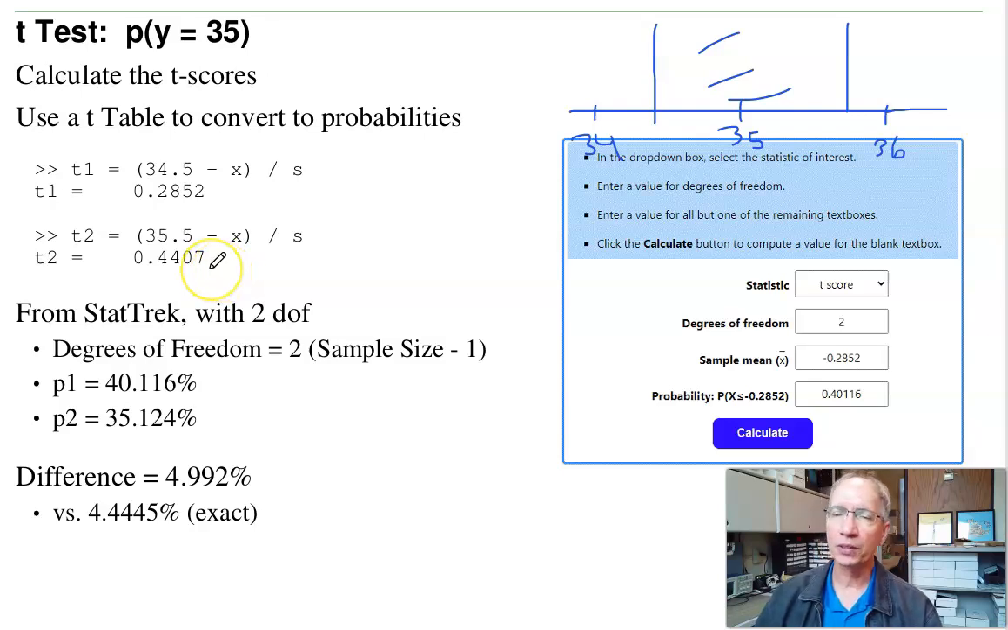Go to a t-table, in this case, StatTrack. I've got 2 degrees of freedom. Here's the t-score.